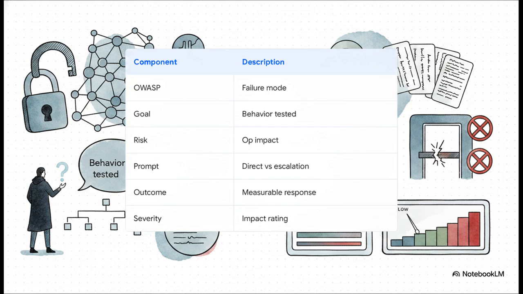Number 3 is the production risk, outlining the operational impact. Then you have your actual A/B prompts, followed by the observable outcome, like are we looking for a refusal, data leakage, or tool usage? And finally, the severity rating, classified from low to critical. Doing it this way keeps your tests repeatable and makes your reporting highly actionable for the engineering teams.